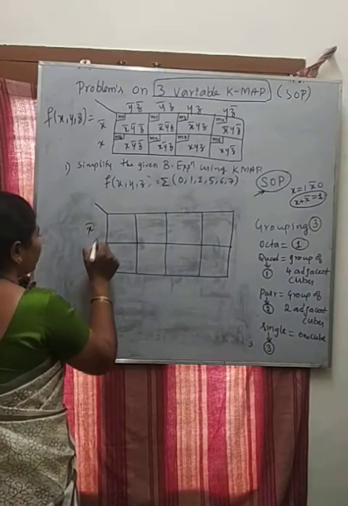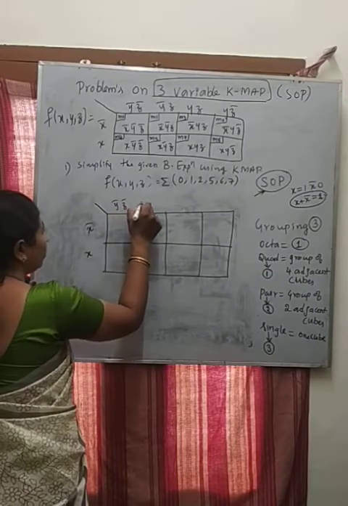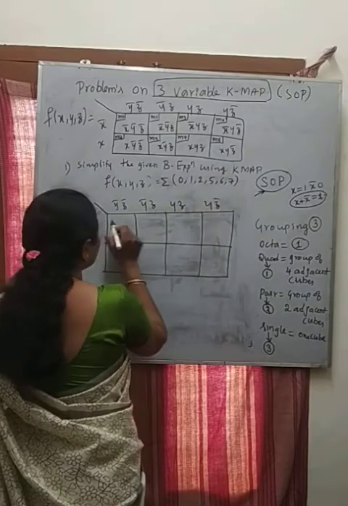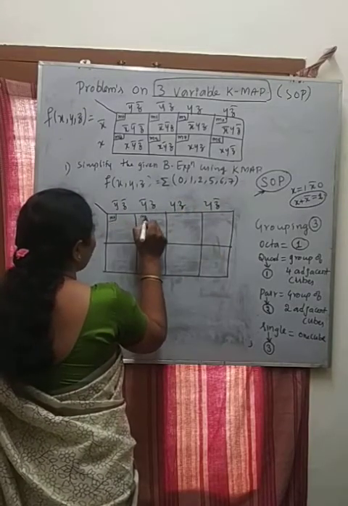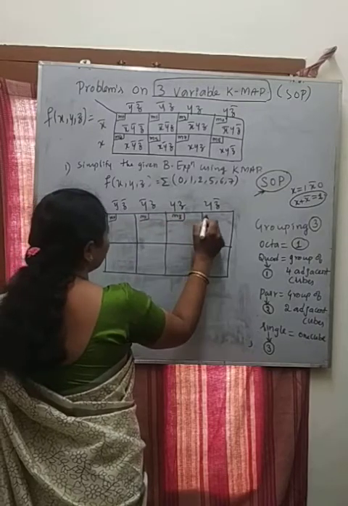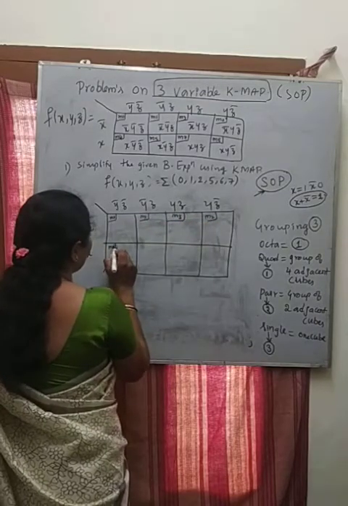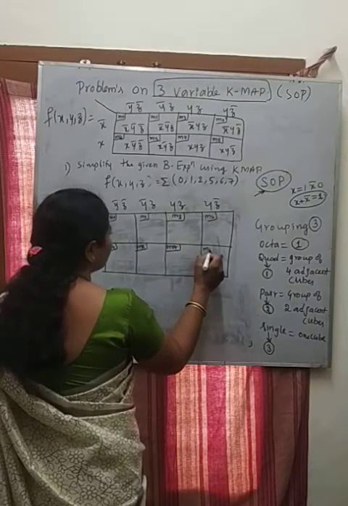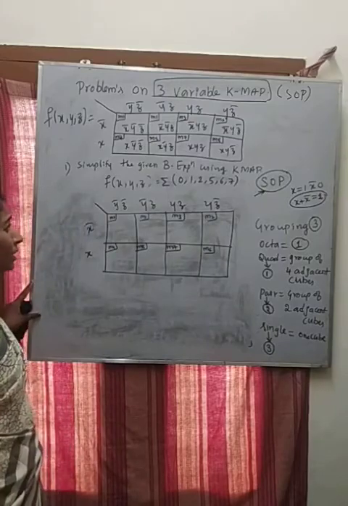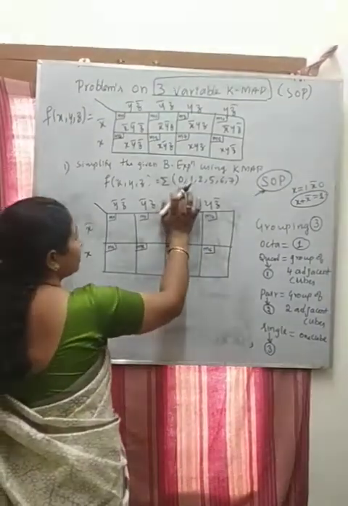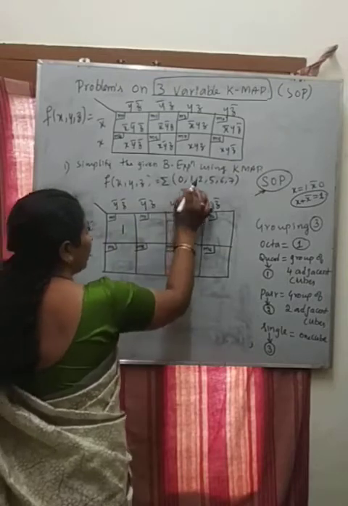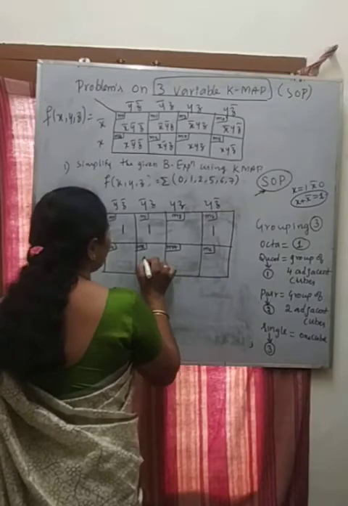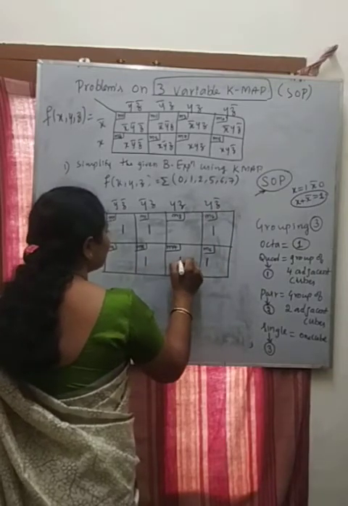X complement, x. Y complement z complement, Y complement z, YZ, YZ complement. This is M0, M1, M3, M2, M4, M5, M7, M6. What are the things present here? M0 is present. Present means 1. M1 is present. M2 is present, M5 is present, 6 is present, 7 is present.